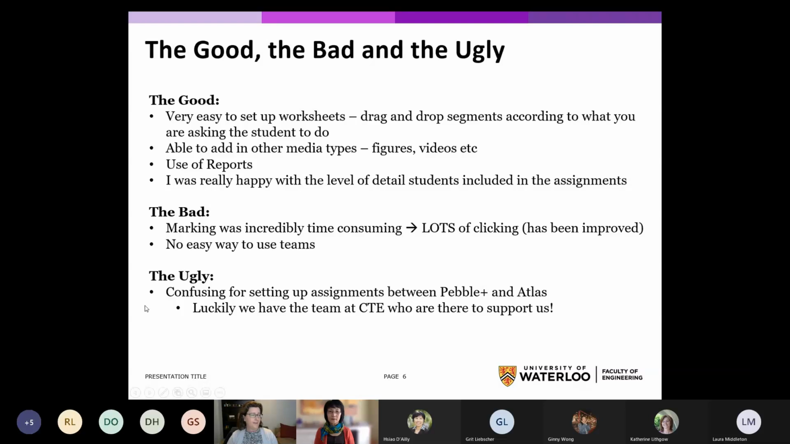And then the really ugly part was it was just really confusing. It's sort of learning a new language using PebblePad. There's two different platforms: Pebble Plus, what the students use and where you set up the workbooks, versus Atlas, which is more of the grading part of it, and a lot of terminology. So that was just a bit confusing.